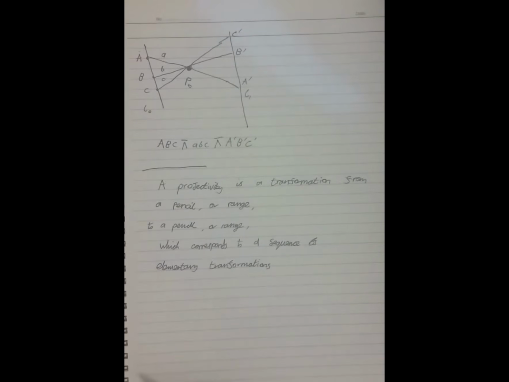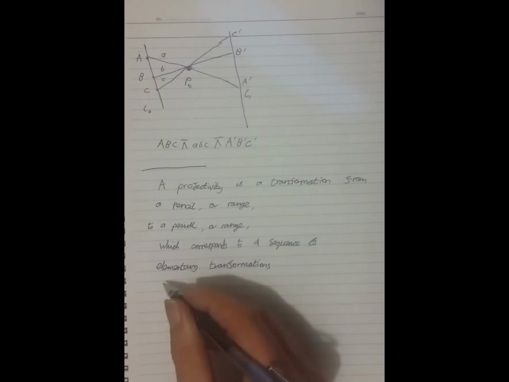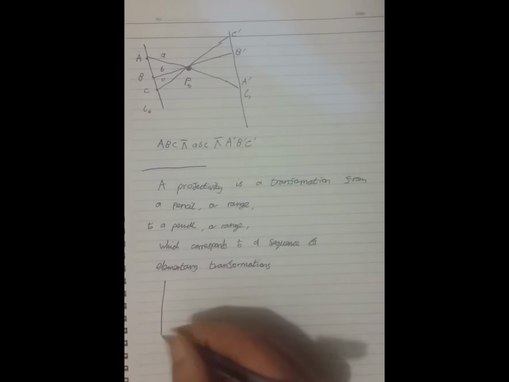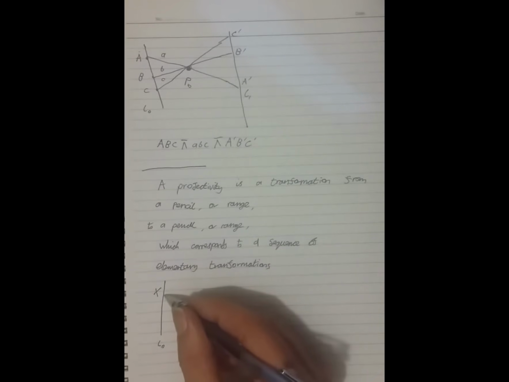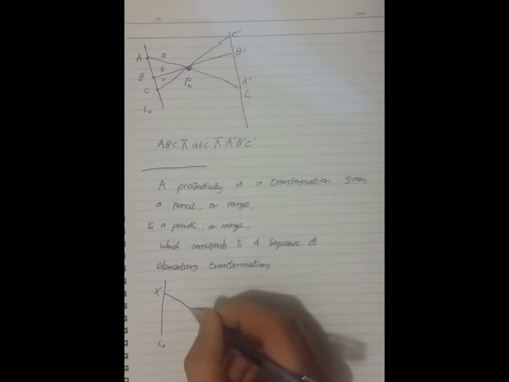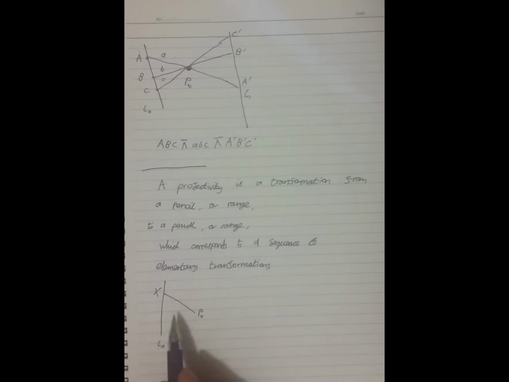Okay, so for example, we might start with a line here, L0. We'll have a variable point x on there. And then, well, we might have this point P0 here. And in our first elementary transform, this point on the range of L0 gets mapped to this pencil through P0.